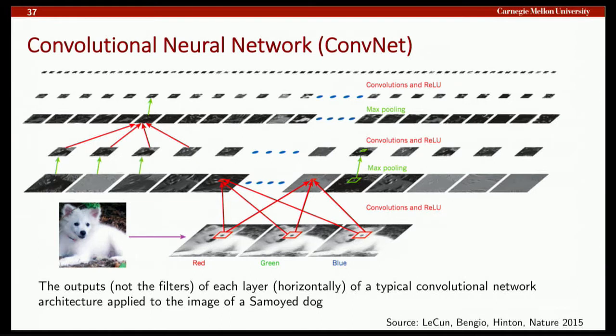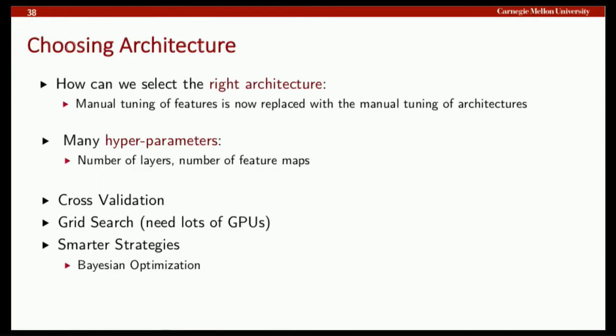Now, very briefly, how do we choose architectures? There are lots of different hyperparameters: number of layers, number of feature maps, learning rates, and whatnot. We can try to do cross-validation. Most successful techniques are doing some version of grid search. It requires lots of compute. There are some smarter strategies using Bayesian optimization, trying to come up with the right choices of hyperparameters. Actually, choosing your hyperparameters is a really, really important process. Let me show you a couple of examples of how important it is.